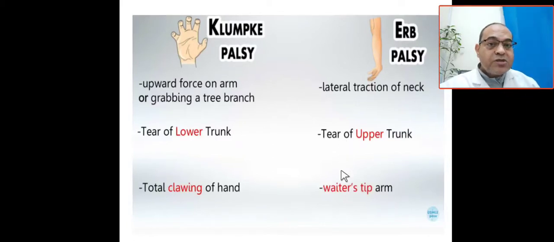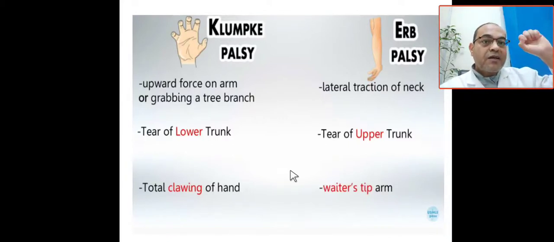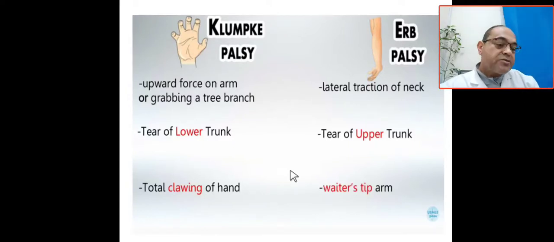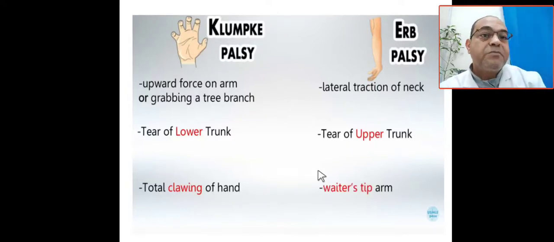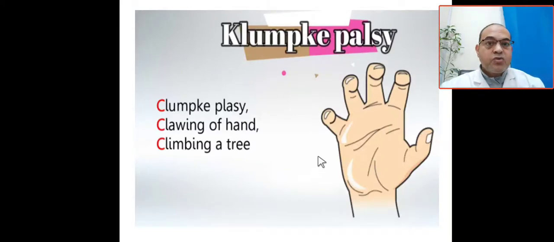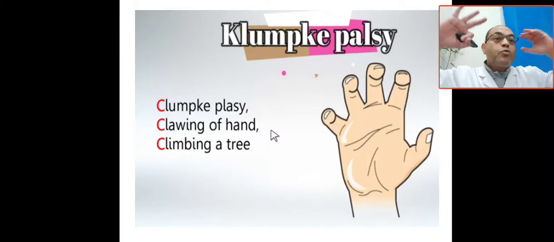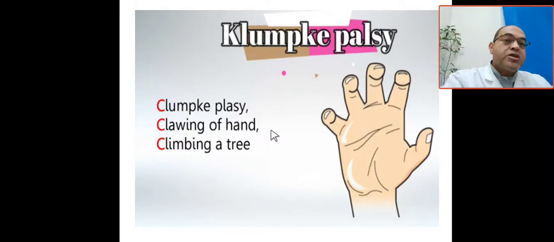The signs and symptoms: the patient with Klumpke's will present with clawing hand or ape hand. Klumpke's, claw hand. Erb's will be waiter's tip arm. If you see here, this is Klumpke's paralysis. To memorize it by heart: Klumpke's palsy will be clawing of the hand, ape hand, or climbing tree.